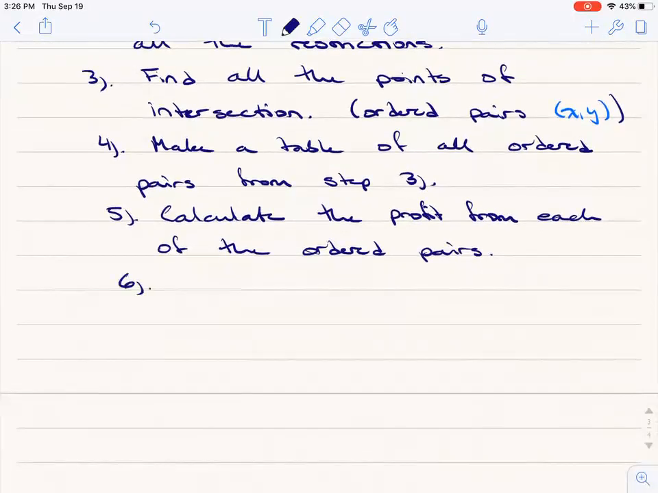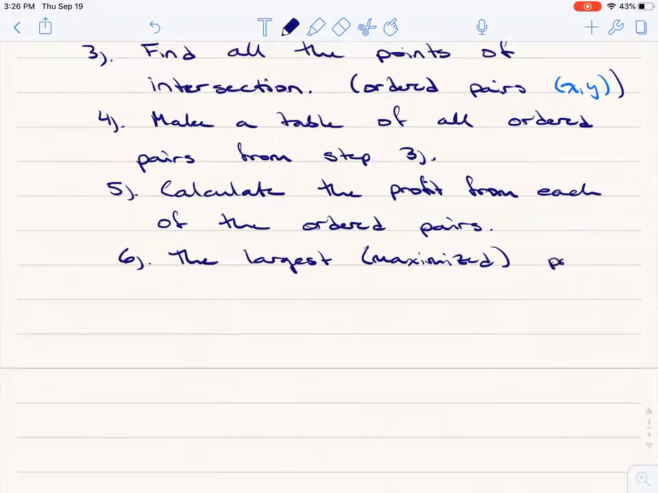And finally, the largest, I'll put in brackets maximize, right? That's the same. Maximized profit is the optimal solution. So the one we're looking for.